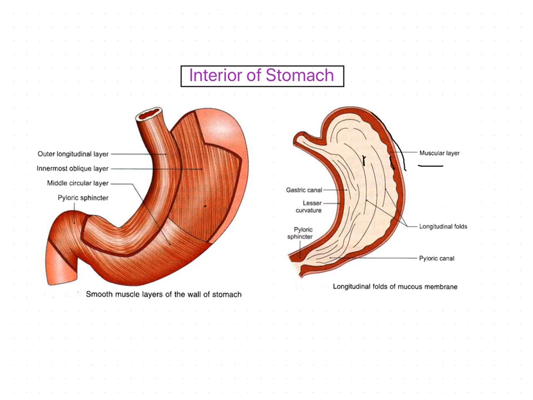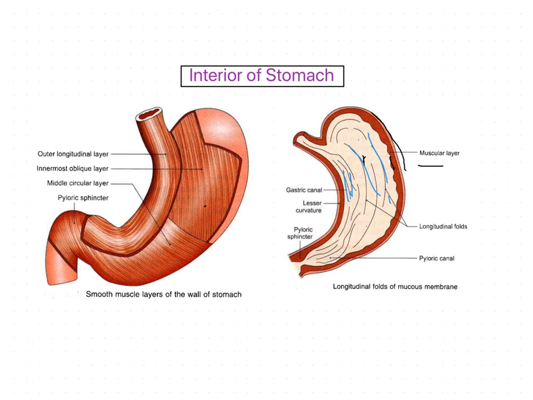So the first layer is the mucosa. The mucosa of an empty stomach is thrown into folds. The folds you are seeing inside the stomach are termed gastric rugae. These rugae are longitudinal along the lesser curvature, and they are irregular in the remaining parts of the stomach.